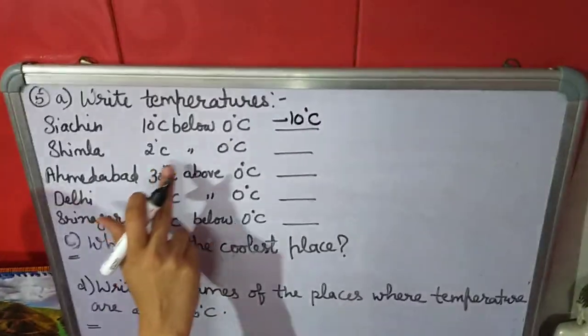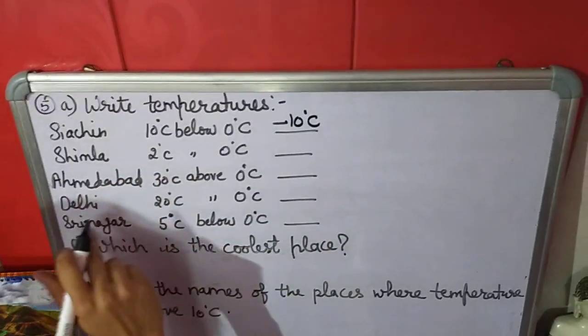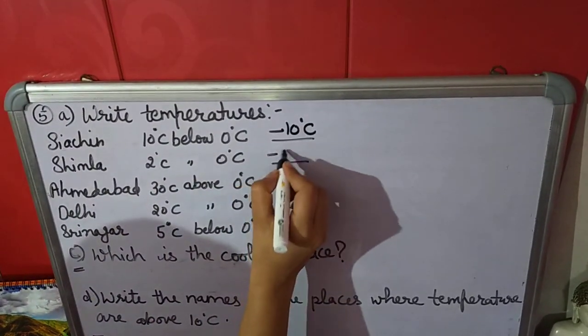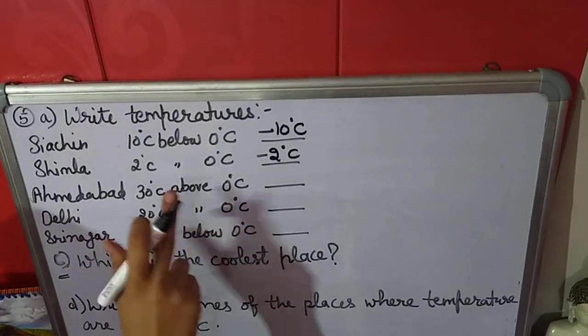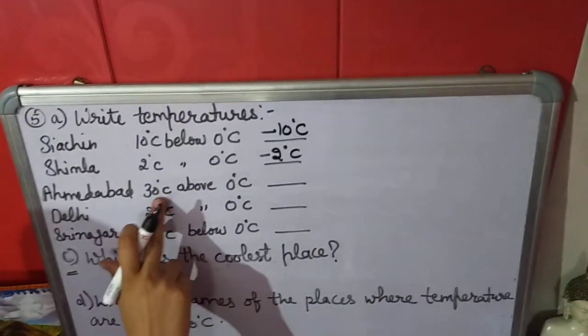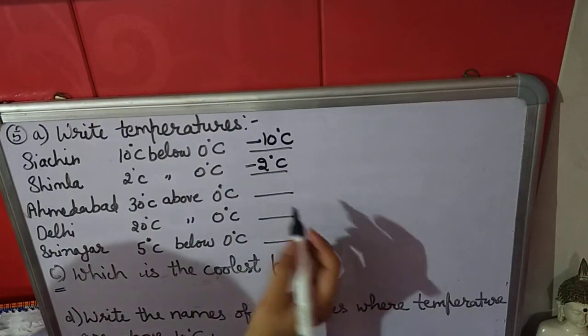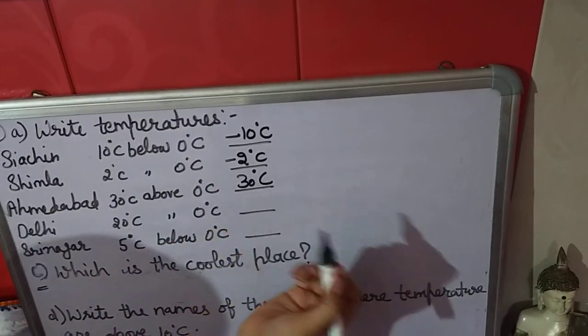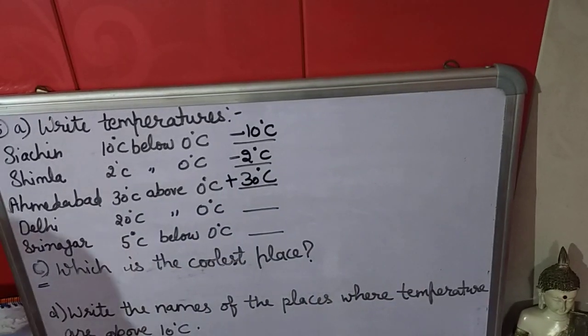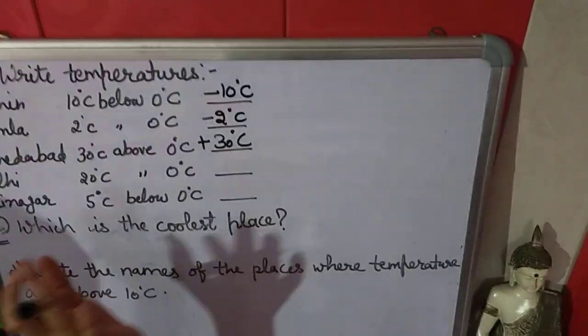Shimla temperature 2 degrees Celsius below 0 degree. It is also below 0. So Shimla's temperature will be minus 2 degrees Celsius. Ahmedabad temperature is 30 degree above 0. It is more than 0, so it will come with a positive sign. Then 30 degree Celsius. Don't put plus sign. If you want to write then you can write, but you can write without plus also.